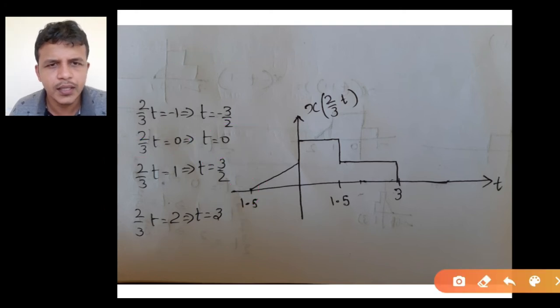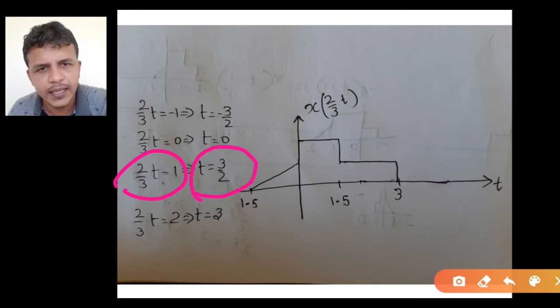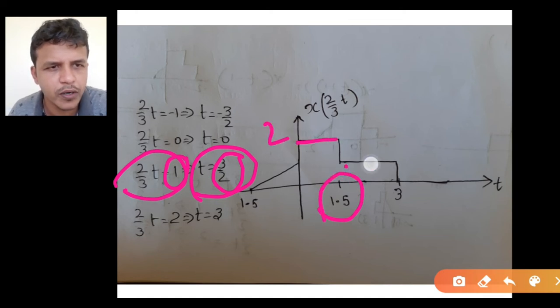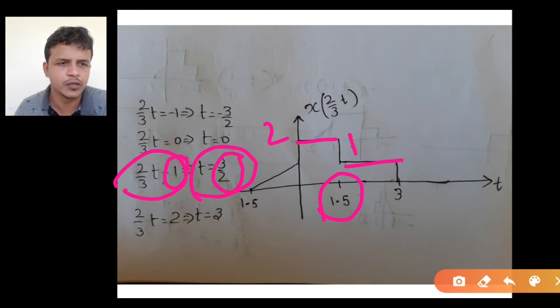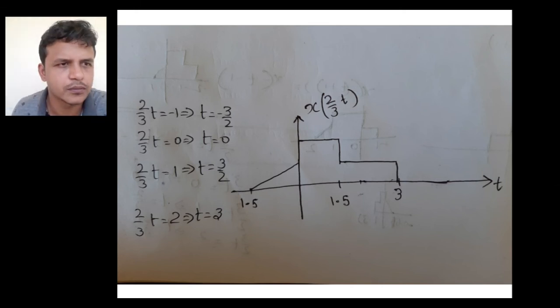Then 2 by 3 of t equal to 1, which implies t is equal to 3 by 2. So the thing that happened at t equal to 1 for x of t should happen at t equal to 3 by 2, that is 1.5, for x of 2 by 3 into t. So from 0 to 1.5 we have amplitude of 2 units. Similarly from 1.5 to 3 we have amplitude of 1 unit. So like that we can apply the logical approach also to solve this problem. Both the things are applicable, traditional approach and logical approach.